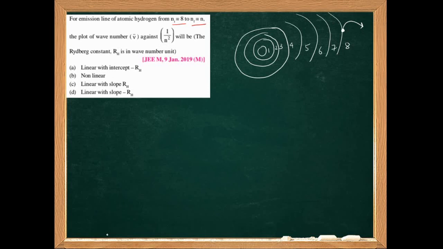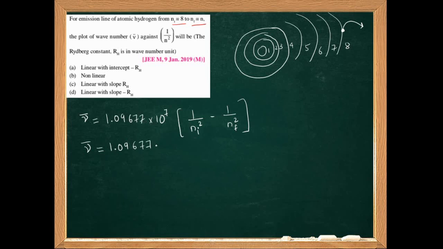Okay, so wave number is given. What equation do we have with wave number? Wave number is equal to 1.0976 into 10 to the power 7, into 1 upon Ni square minus 1 upon Nf square. This is the equation that we have. It is actually 1.09677 into 10 to the power 7. The initial value is given, so this is 1 upon 8 square minus 1 upon Nf square, which is N, so 1 upon N square.